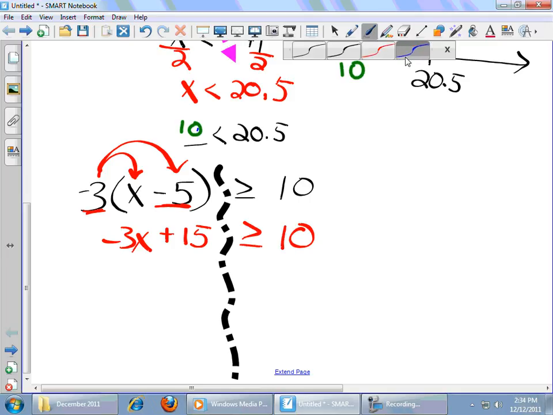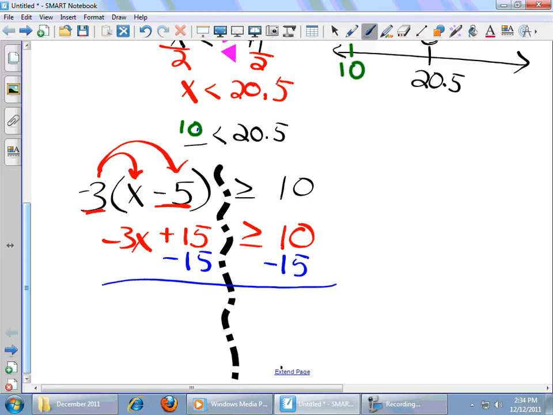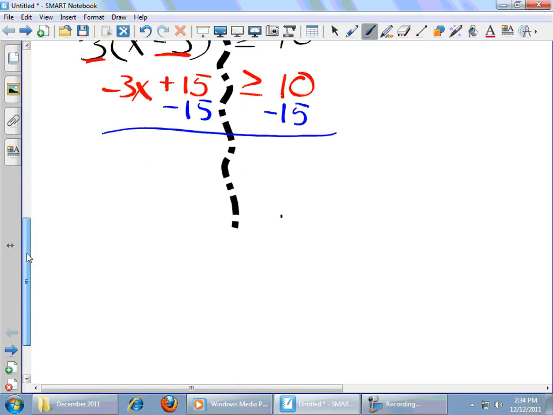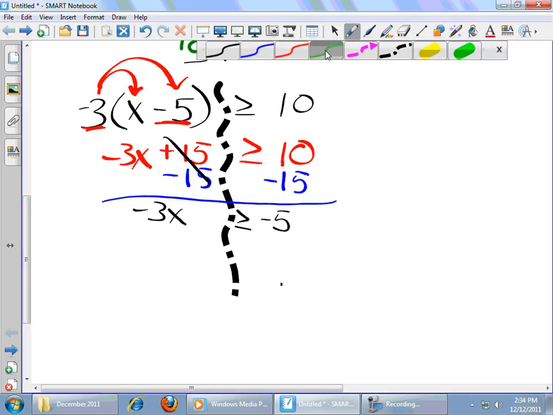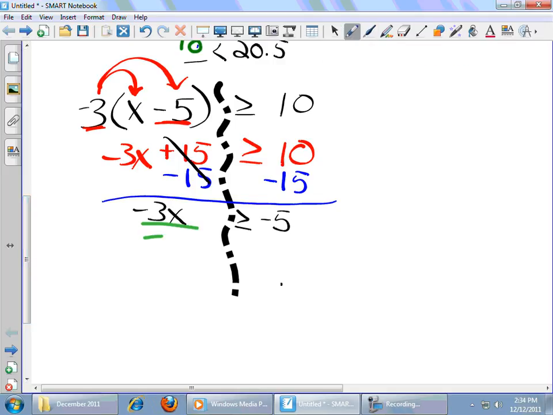Now I listen to Saddam, who tells me to undo the addition first. Nick Miller can tell you why I didn't add 3 to both sides. I'll bet Nick would say, well, that negative 3 is attached to x by multiplication, not by subtraction. That's why we don't get rid of it first. So I bring down a negative 3x, greater than or equal to negative 5. And now I'm going to divide by negative 3.